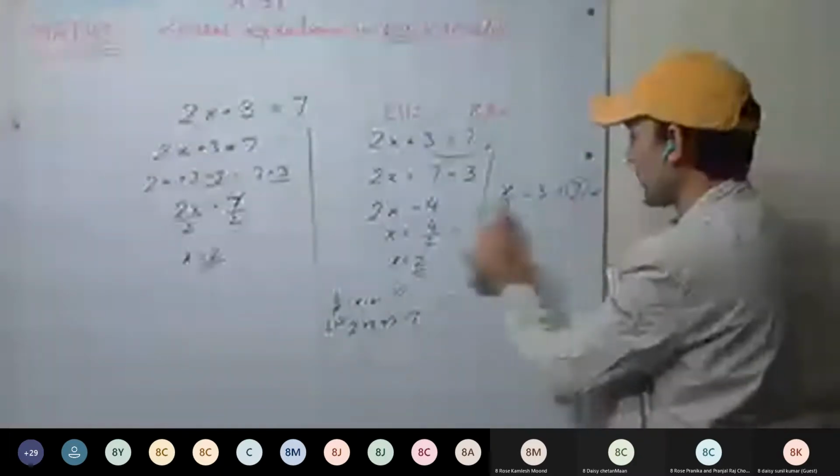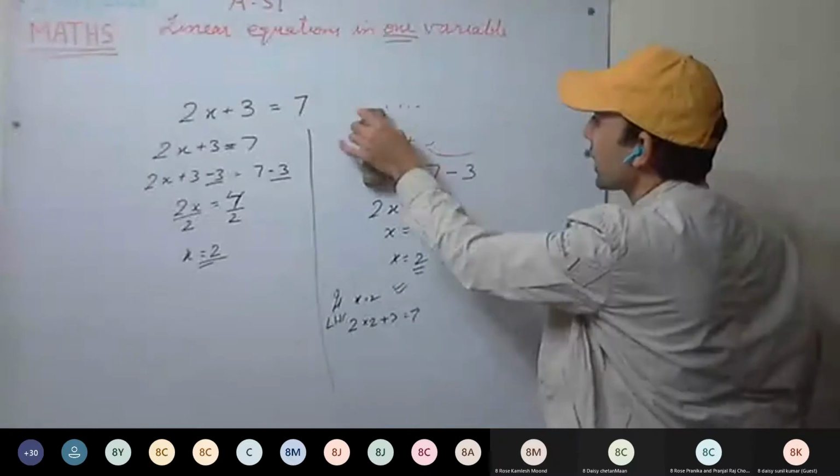The rest we will discuss as we solve the exercise. So now we can start the exercise.